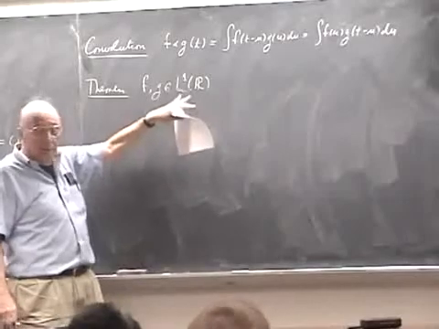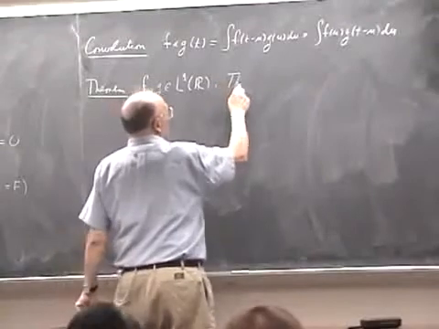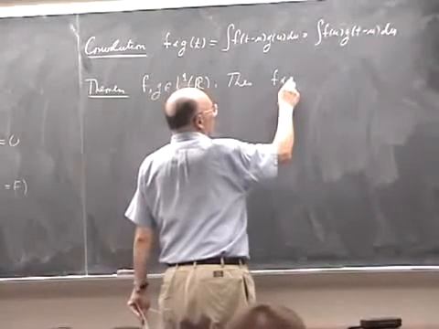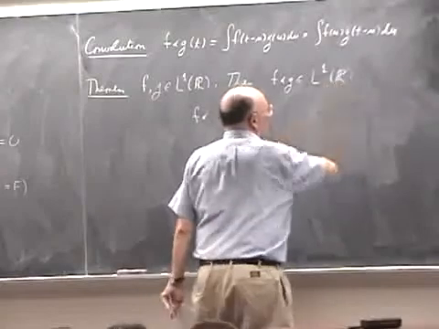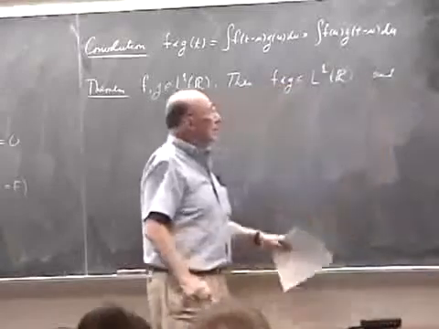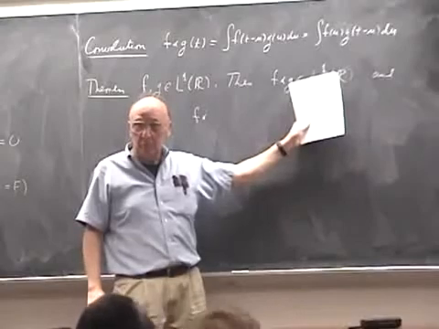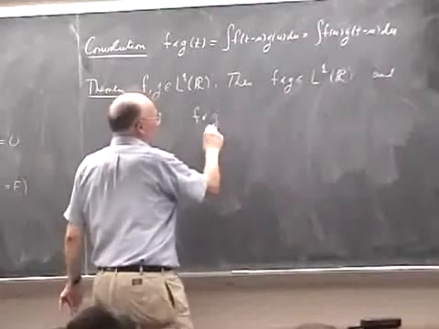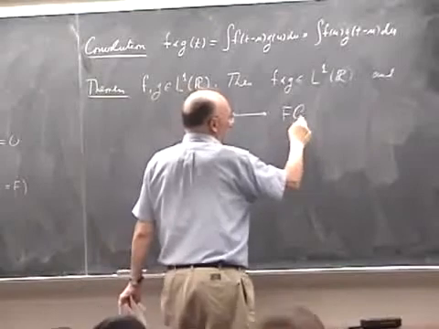Well, it turns out that if I look at f star g, then f star g is in L1 of R, and not only that, R is not only a locally compact group, it's a locally compact Lie group. And that makes the Fourier analysis a little bit easier. So f star g has its Fourier transform, f hat times g hat.